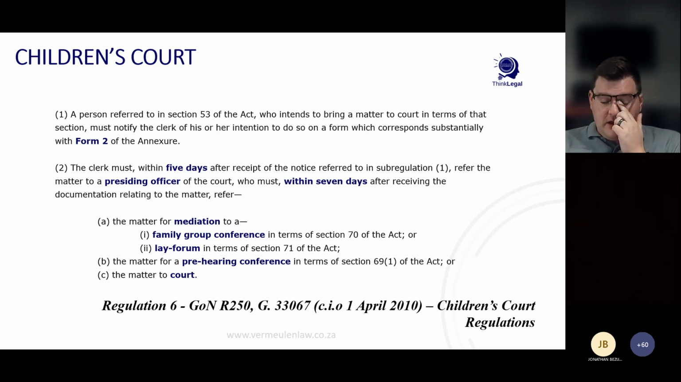If we look at the regulations, we actually have a very, very strict time period. And whilst we know the High Court has been very critical of the notion that all children's matters are inherently urgent, the regulations to the Children's Court do to a large extent mirror that sentiment, in that there are very, very strict time periods which are imposed in terms of the regulations.